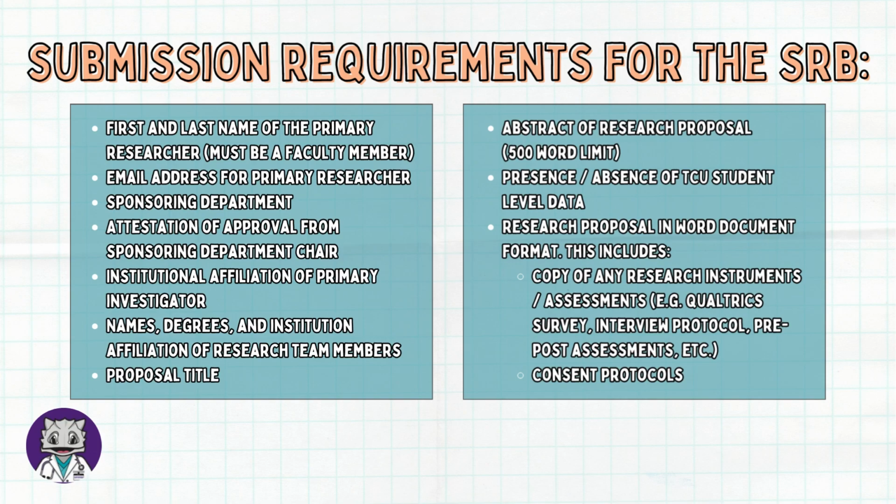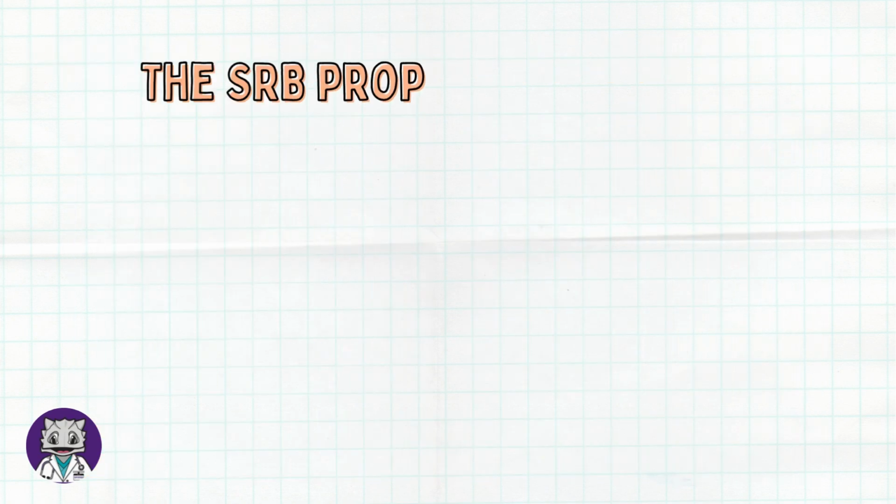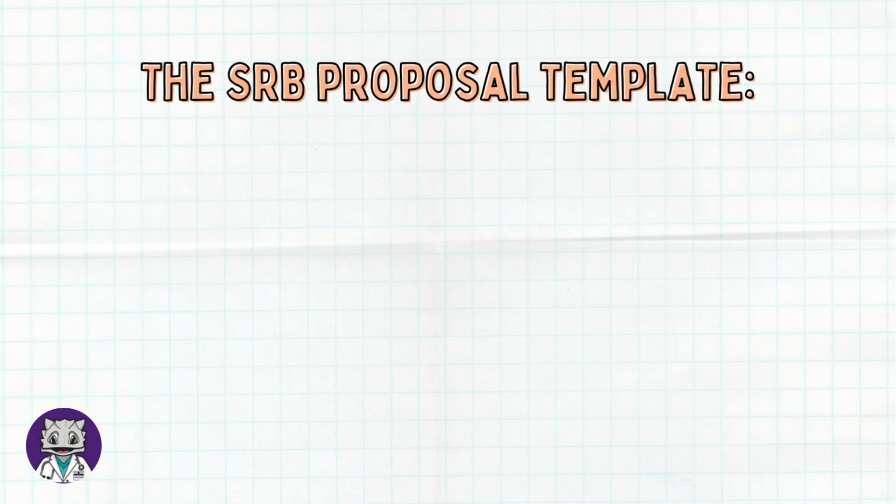Lastly, your research proposal will need to be attached to the SRB submission form in Word format and should include a copy of any research instruments and consent protocols. And all SRB submissions must be made 15 days prior to the TCU IRB scheduled date or external funding agency deadline. Now we will discuss the required elements of an SRB proposal.